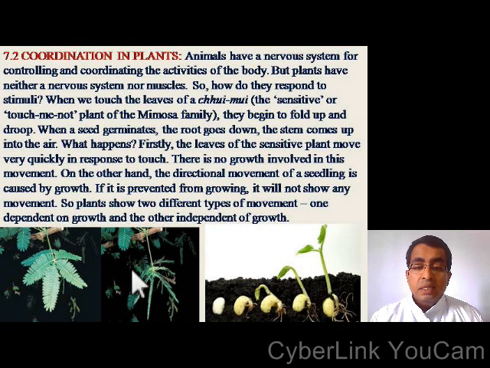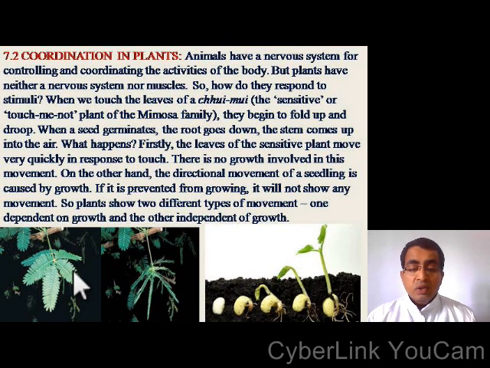The seed germinates and the touch-me-not plant. What happens? Firstly, the leaves of the sensitive plant move very quickly in response to the touch. There is no growth involved in this movement. On the other hand, the directional movement of the seedling is caused by growth. If it is prevented from growing, it will not show any movement. So plants show two different types of movement. One is dependent on growth and the other independent of growth.